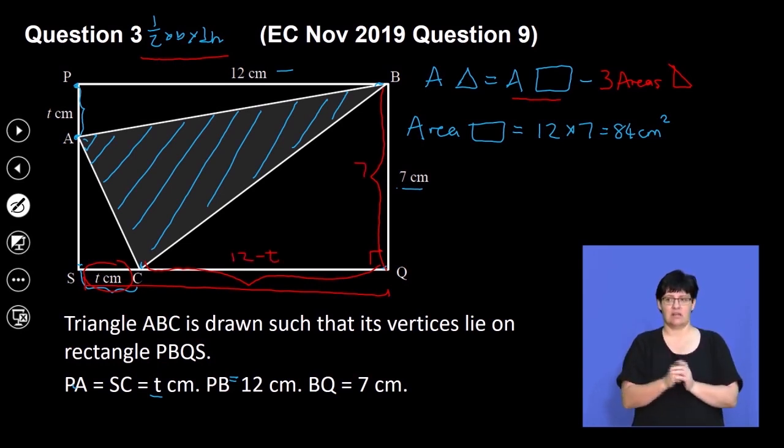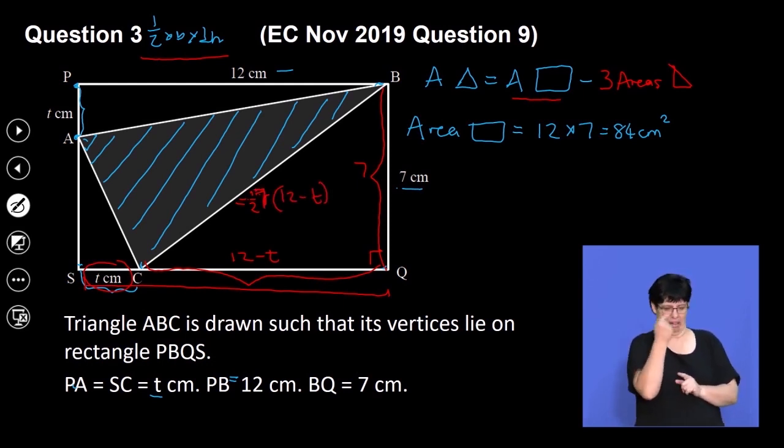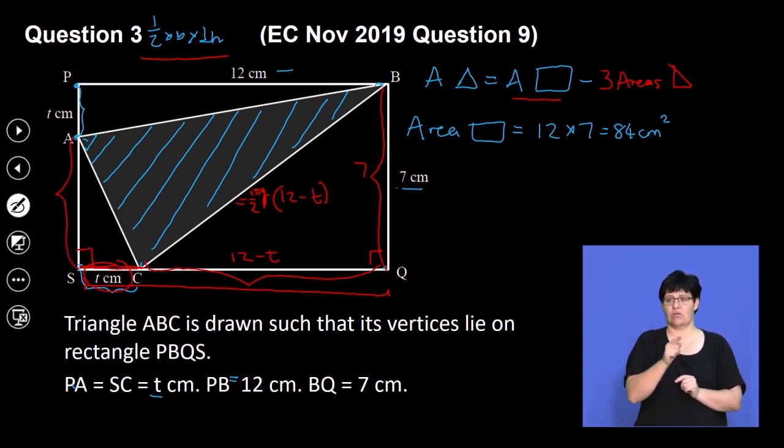So the area of this triangle is a half times 7 times 12 minus t. Sorry, that 7 came out a little bit funny. Okay, so it's a half times 7 times 12 minus t. All right, this little triangle over here is also a right-angled triangle. So this base is t, and the perpendicular height, which is that length over there, is the whole breadth of the rectangle minus the t. So that is 7 minus t.